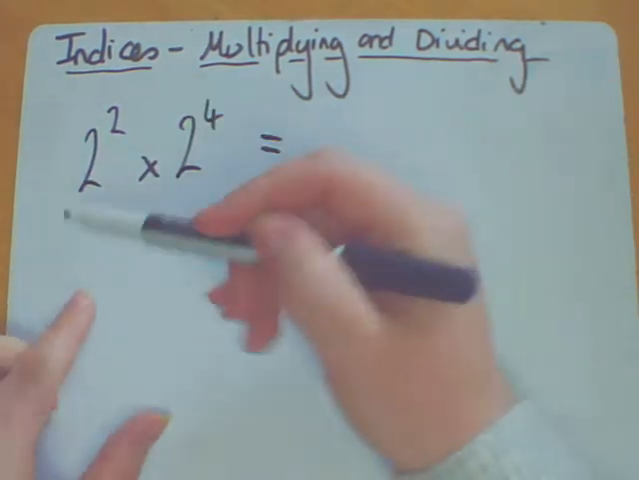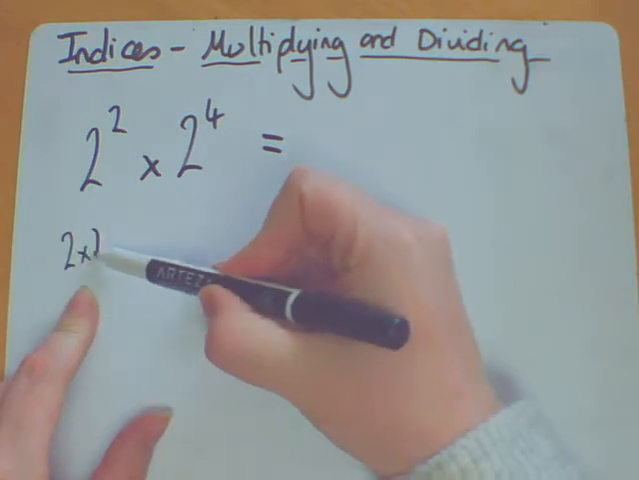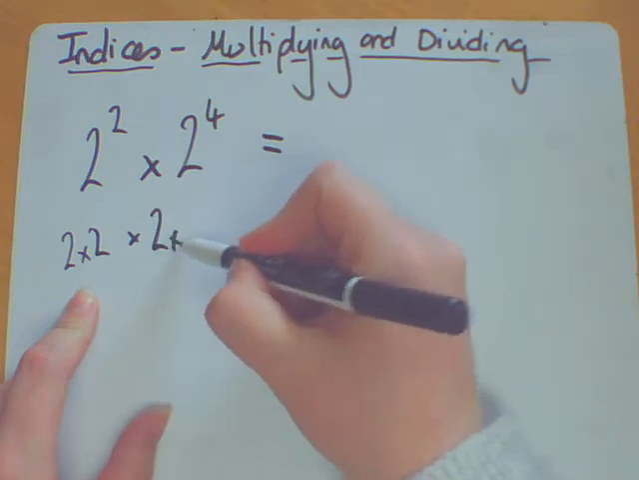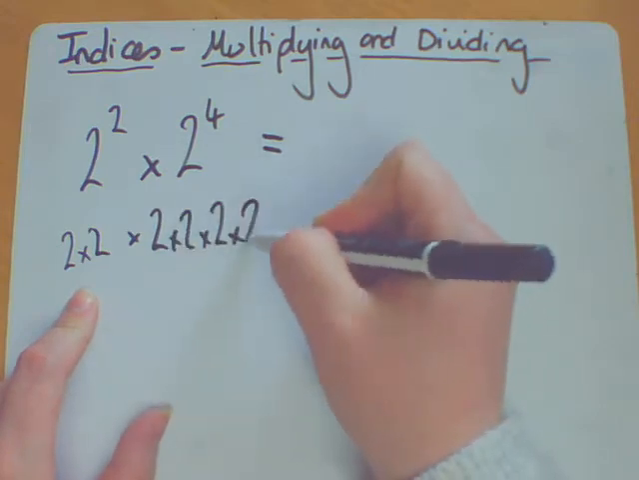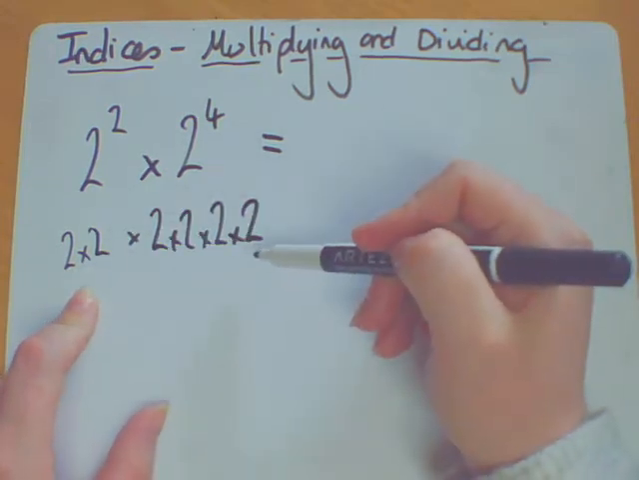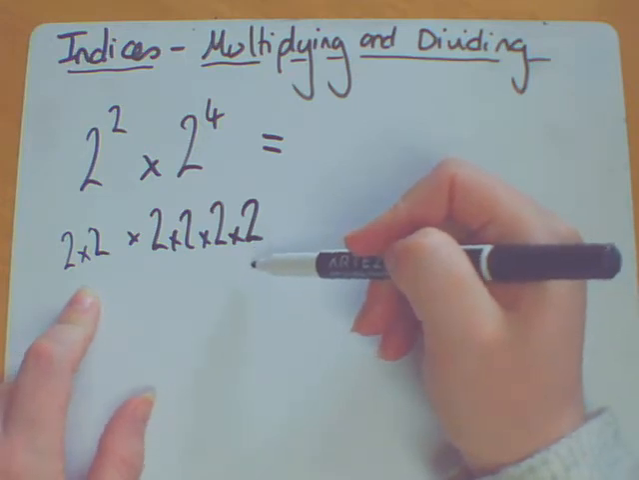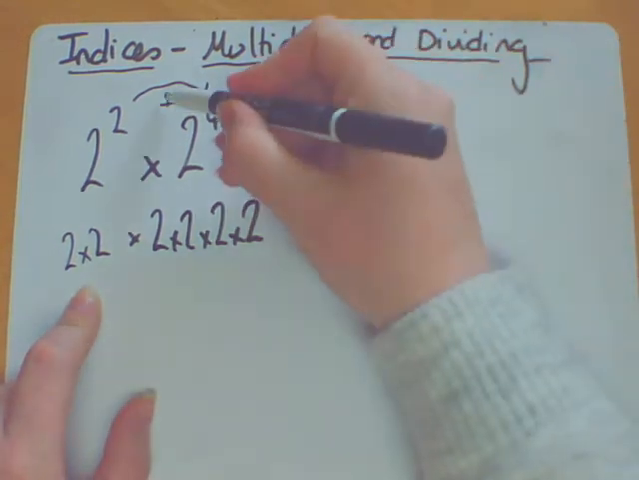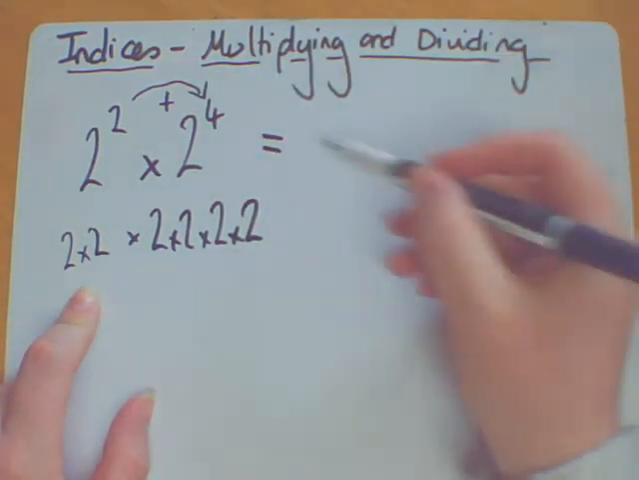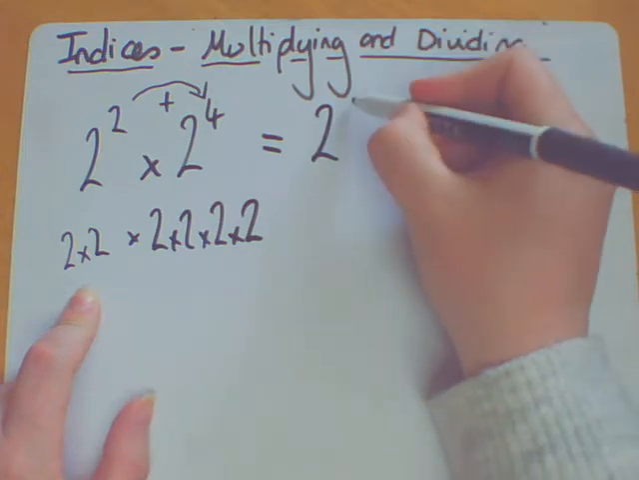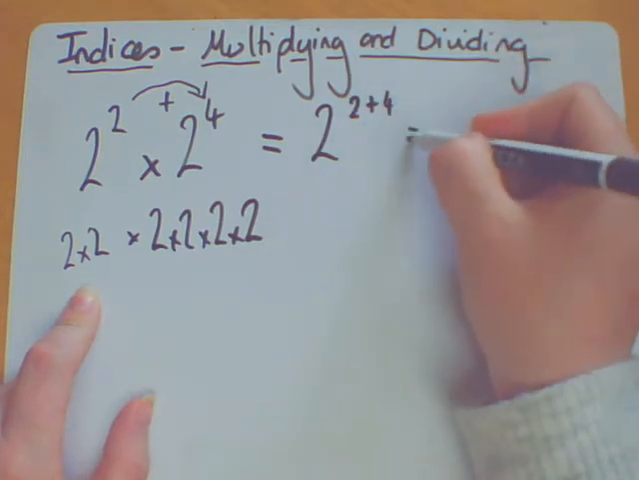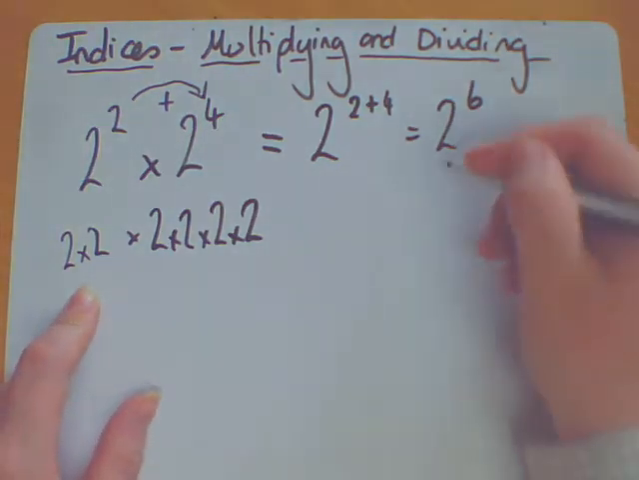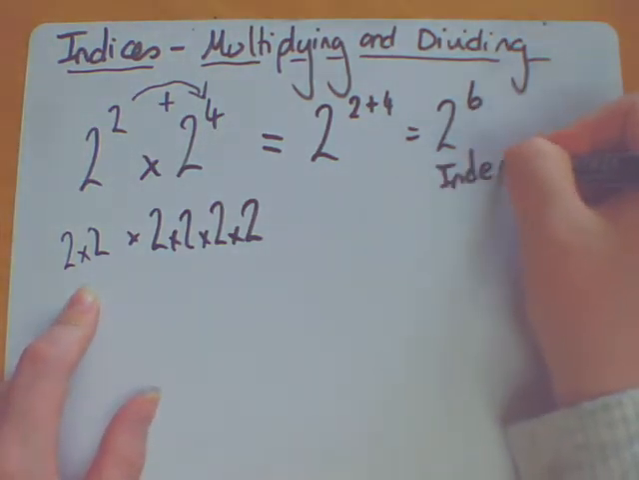together. Now the reason for that is this one is telling me I've got 2 times 2, and this one is telling me that I've got 2 times 2 times 2 times 2. So in fact I've got 6 2's multiplied together. I can get the same result by adding the 2 indices together. So for this one, I've actually got 2 to the power of 2 plus 4, which would give me 2 to the power of 6. And that is in index form.